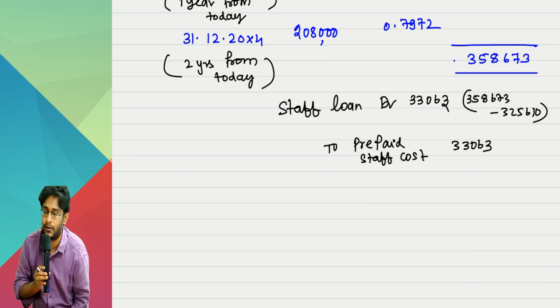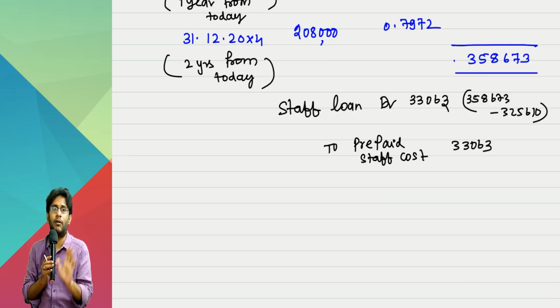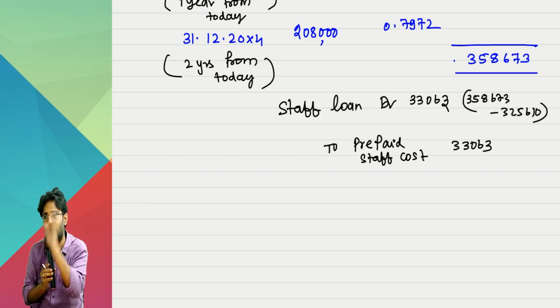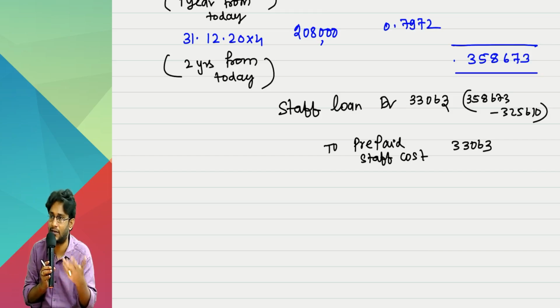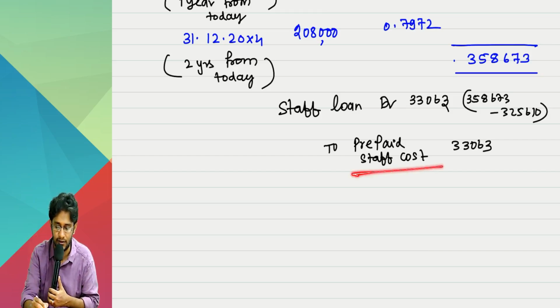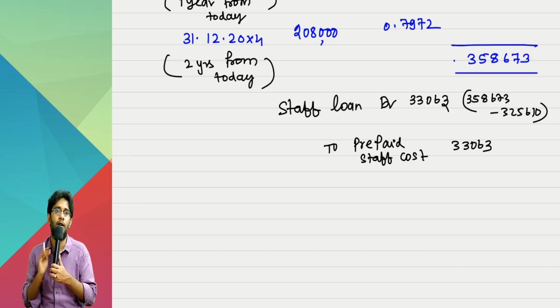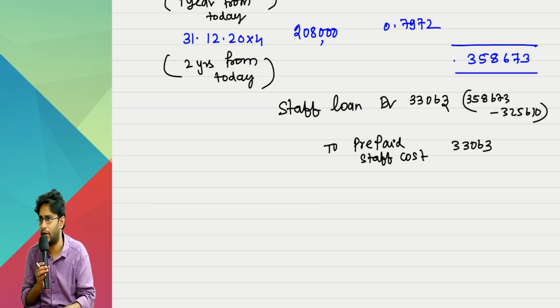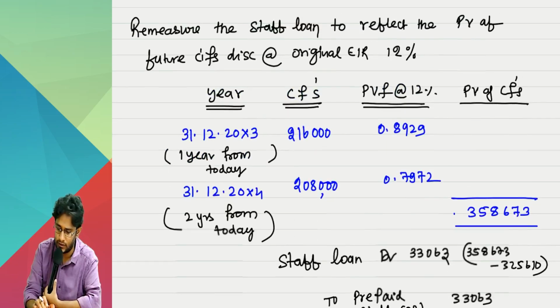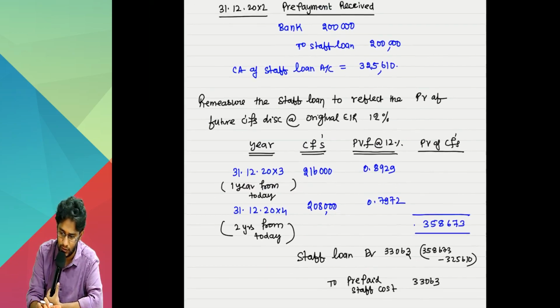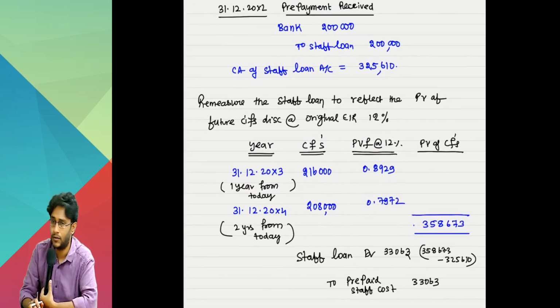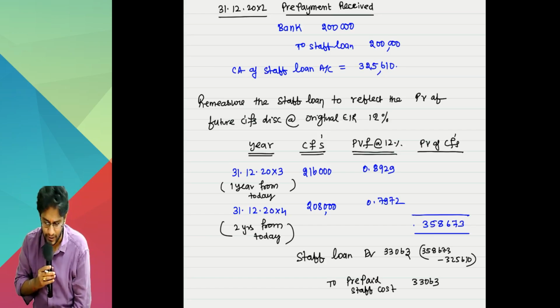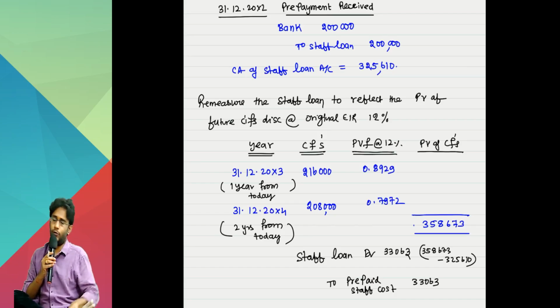Had I recorded the entire 156,114 on the first day directly into the P&L account, without calling it a prepaid staff cost, in that case this also would go to the P&L account, right? So very, very obvious point, right? So this is the accounting, sir. If somebody is writing, you can write. The solution is there in the ICAI study material also.